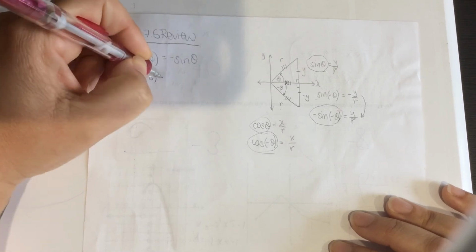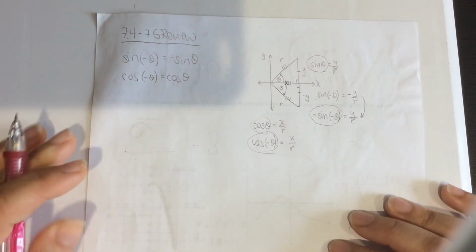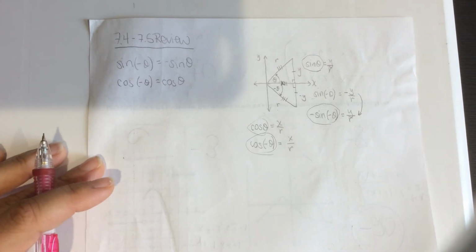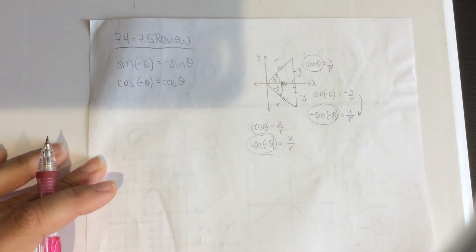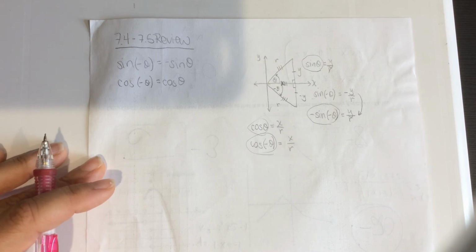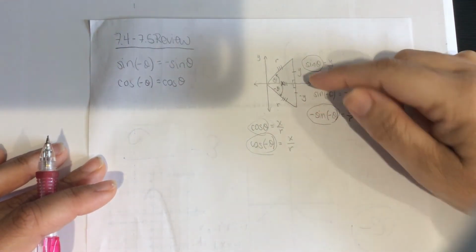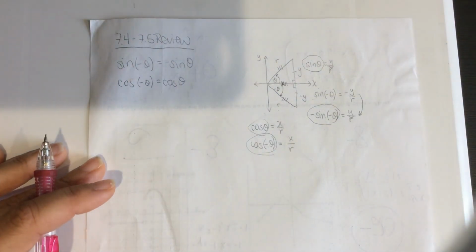And that's the identity. If you look on your notes from 7.4a, that's the identity as well. So if you need help with remembering the negatives, you can draw a picture and figure out if they're opposites like the y or if they're the same like the x.